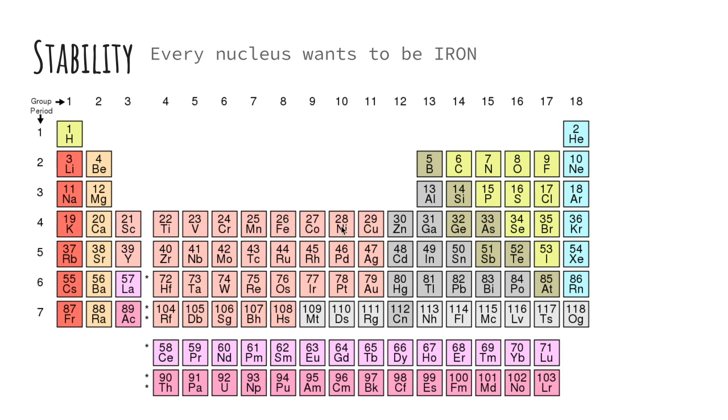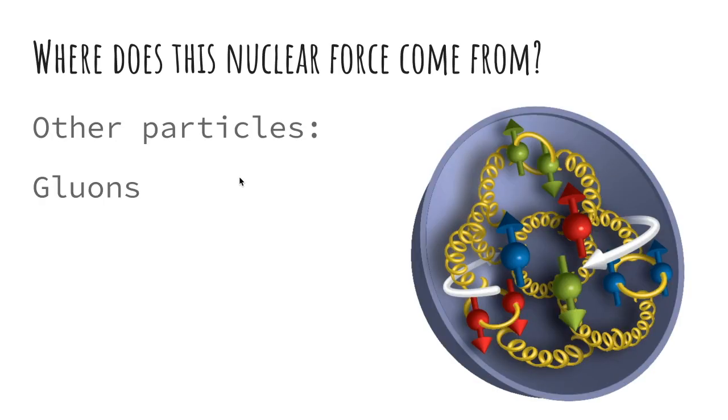Now, if it becomes too big, then the particles become so far spread apart that they don't have that interaction anymore. So we're going to talk about why iron is the strongest nucleus and about nuclear stability.